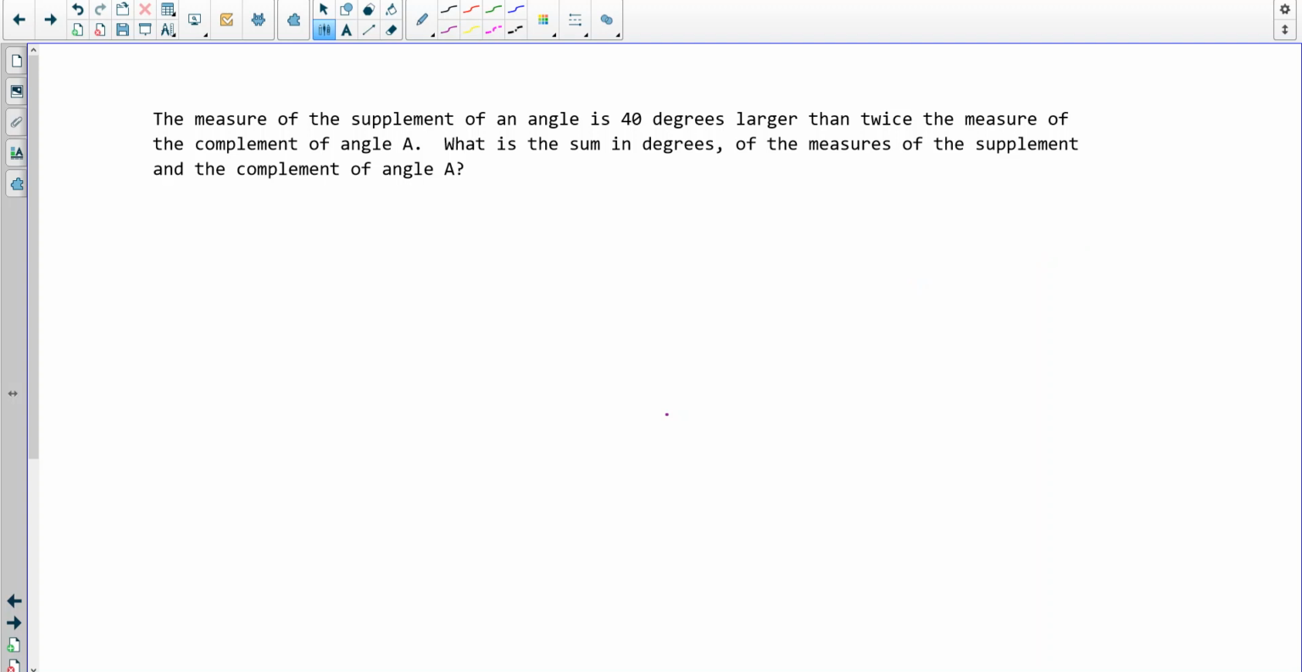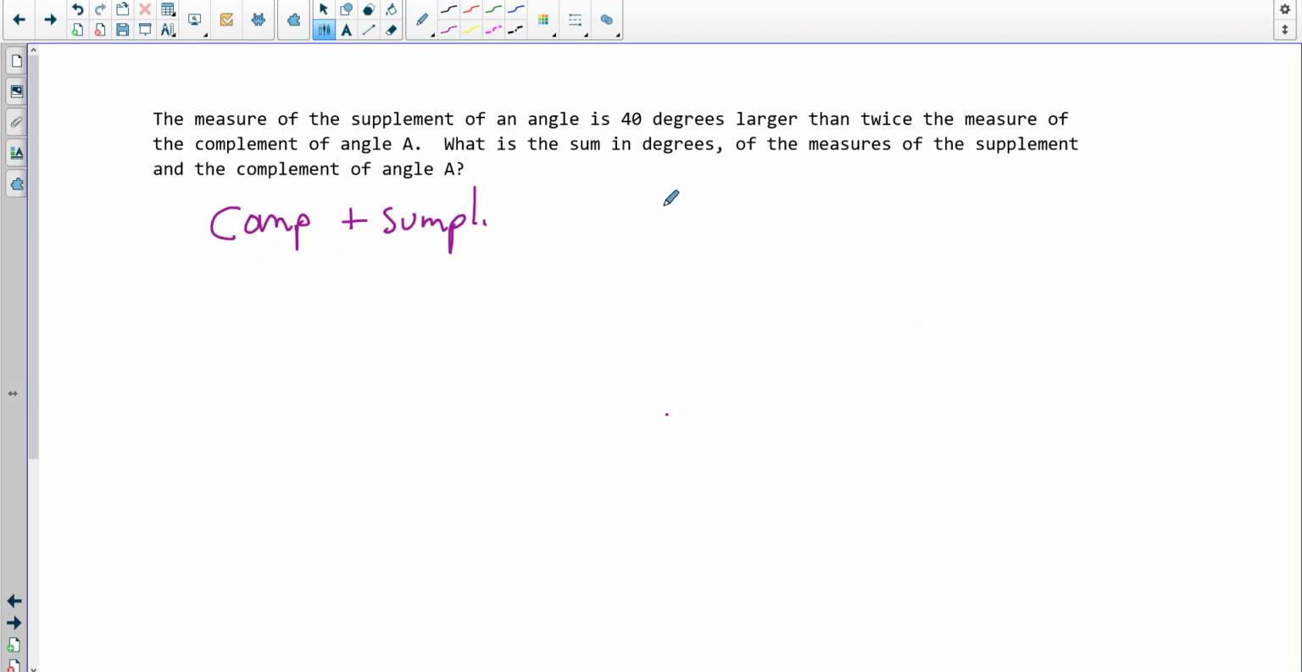All right, so the measure of the supplement of an angle is 40 degrees larger than twice the measure of the complement of angle A. What's the sum in degrees of the measures of the supplement and the complement? So essentially what I'm being asked for is the complement plus the supplement, right? So I need to find these two things.